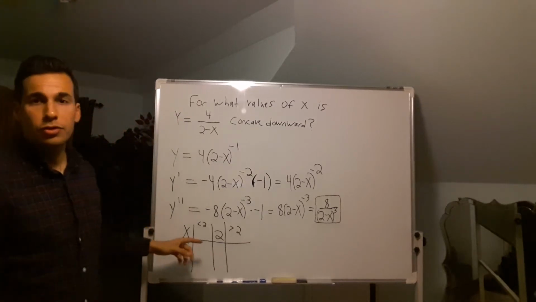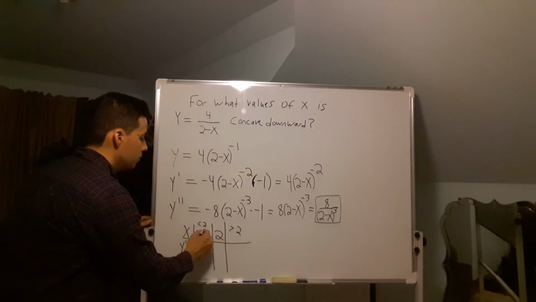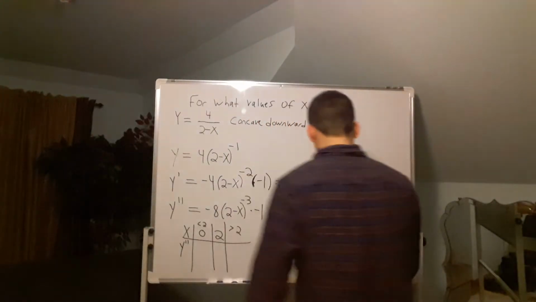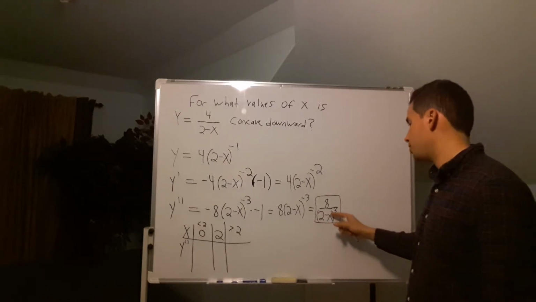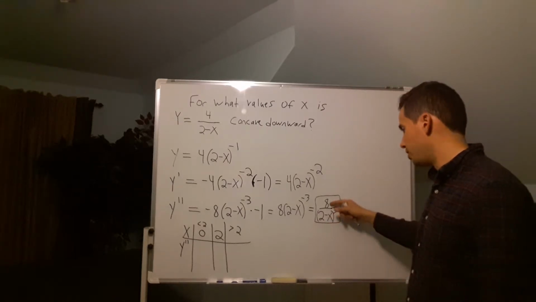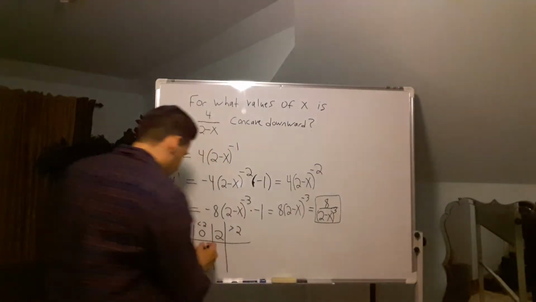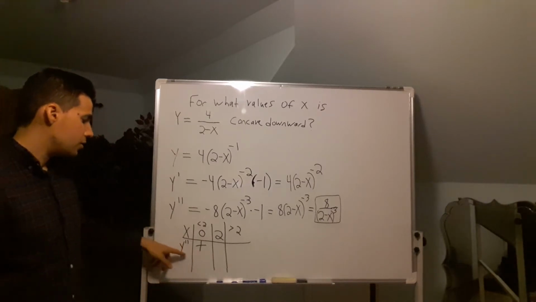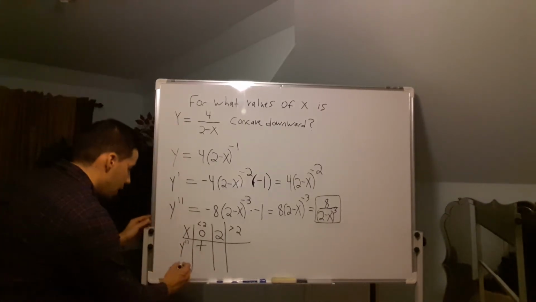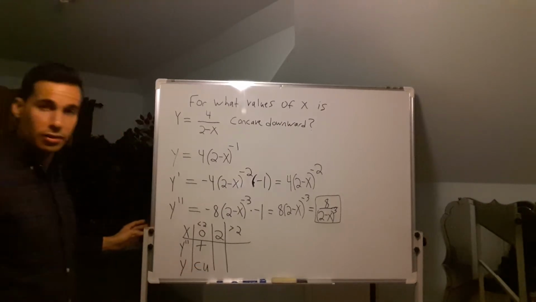Okay, so when x is less than 2, for example, if x is 0, when you plug 0 into the second derivative, you're going to get 2 minus 0, which is 2, cubed, and you're going to get a positive answer. 8 over 8 is 1. You get a positive answer. So the second derivative is positive, which means that the original function y is going to be concave up on that region.